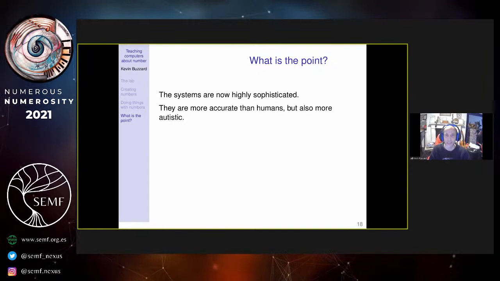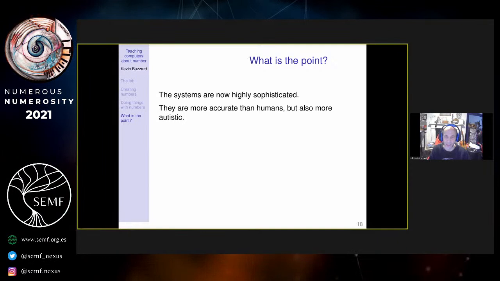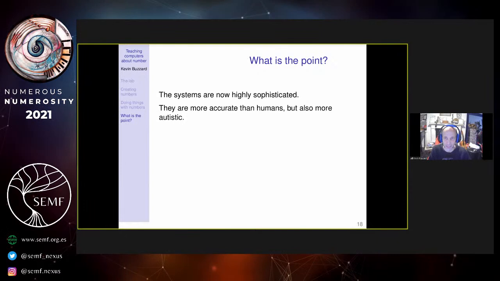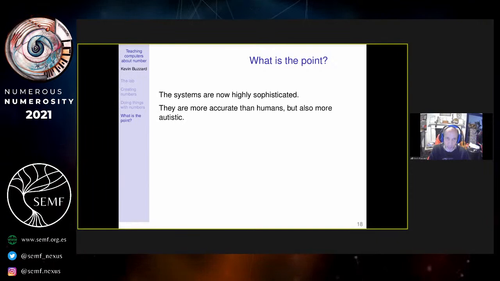So these things are much more accurate than humans, basically, because we don't see them making mistakes, whereas humans make mistakes everywhere. But they're also more autistic. They're less capable of thinking for themselves. They have some primitive AIs, but they're not quite there yet doing their own research.